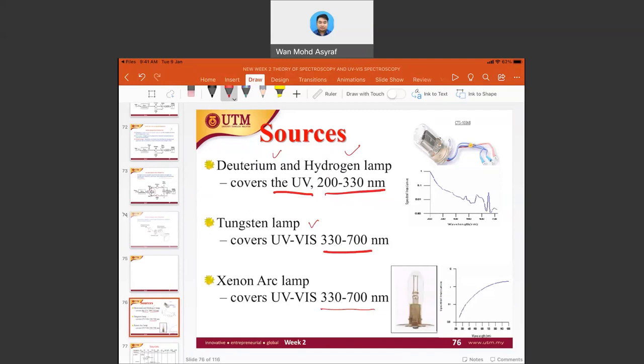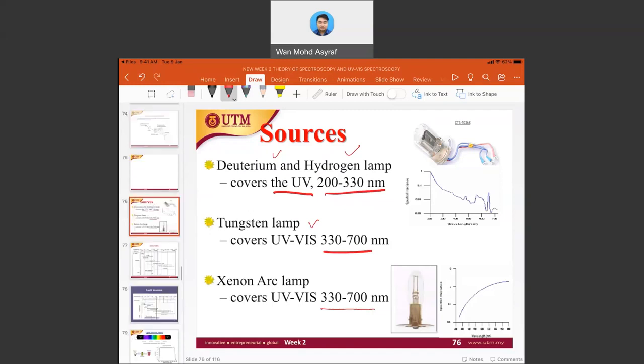So basically, what you need to know is that for the sources, it needs to be stable. Okay, it needs to be stable and it needs to have the correct range. So if you want to test the wavelength at, for example, 350 nanometer, you can use a deuterium or halogen lamp.